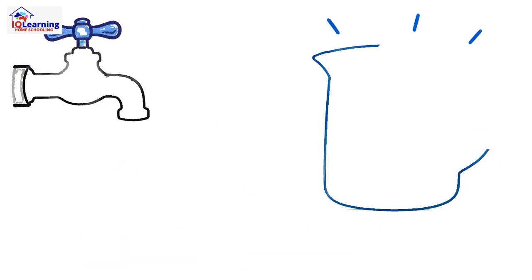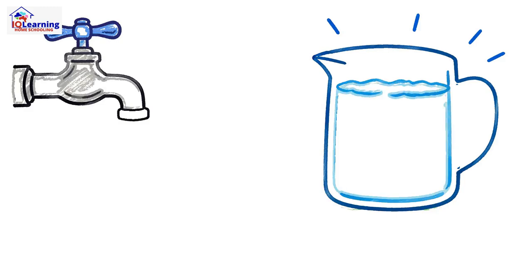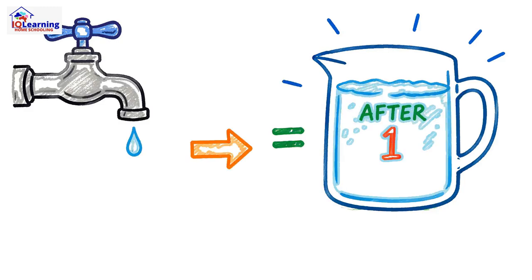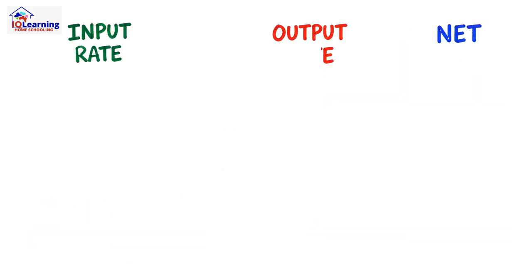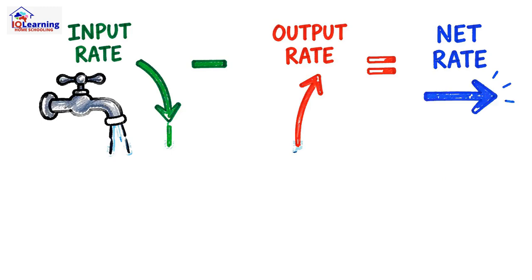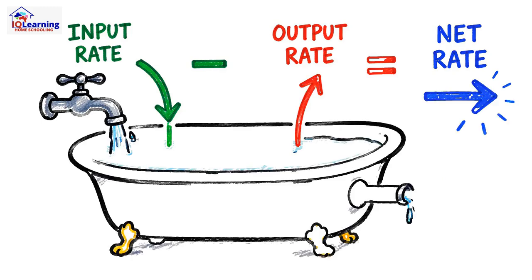A tap leaking just 20 milliliters per minute seems tiny, right? But after 1 hour, that's over a liter of water wasted. It adds up quickly. But the real puzzle begins when water is coming in and going out at the same time, like our leaky bathtub.